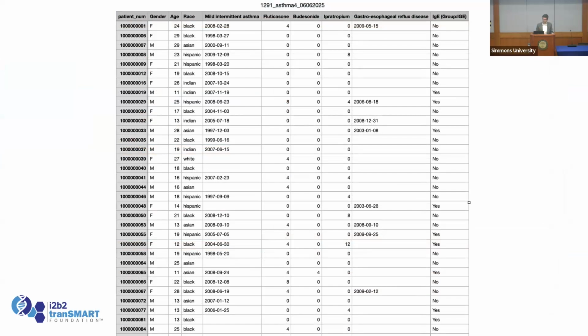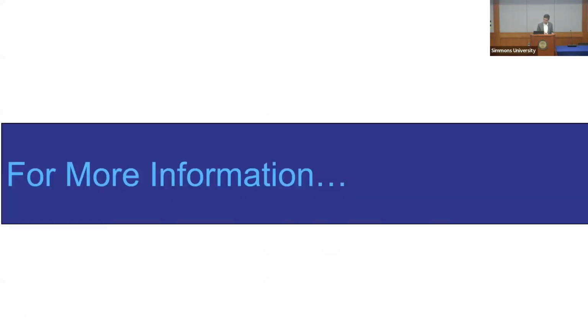So this is the table that got generated. So you see we have columns for gender and age and race, and then the mild intermittent asthma, I have the date of diagnosis. The inhalers, I have the number of medication events. The reflux, I also have the date of first diagnosis. And IgE should have picked something fun like mean or max, but I just picked existence, so it's a yes or no column. So that's our data export feature.